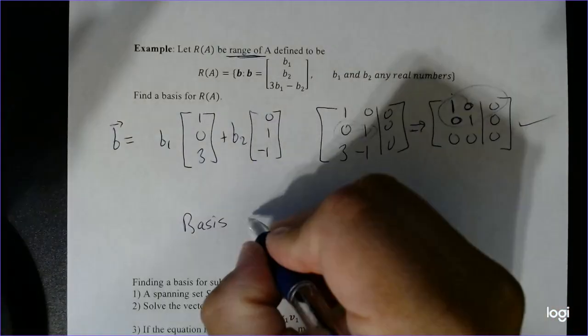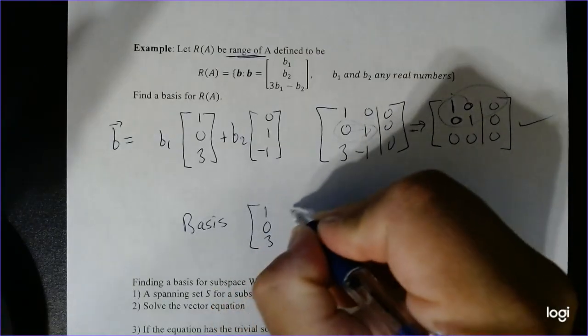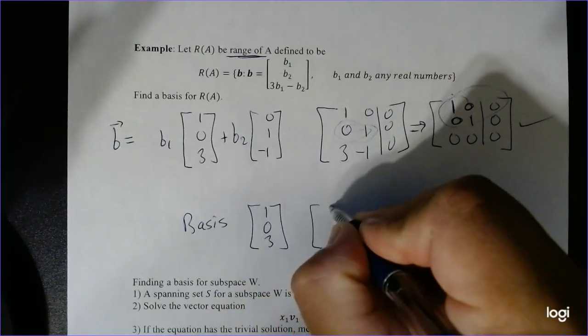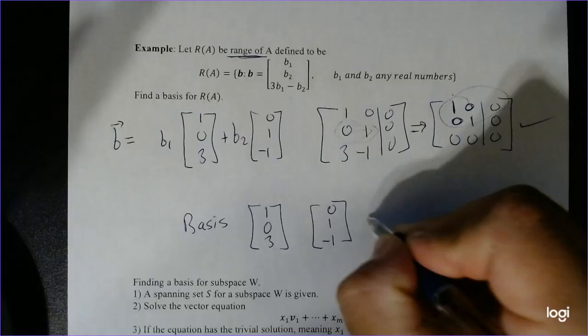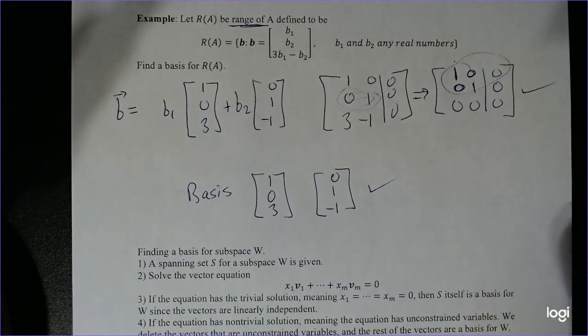So our basis are the vectors 1, 0, 3 and 0, 1, negative 1. That's it. That's our basis. Bit of an interesting one. Hence why I see this as not as straightforward as the other one.